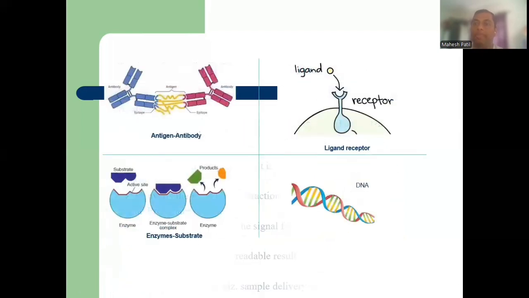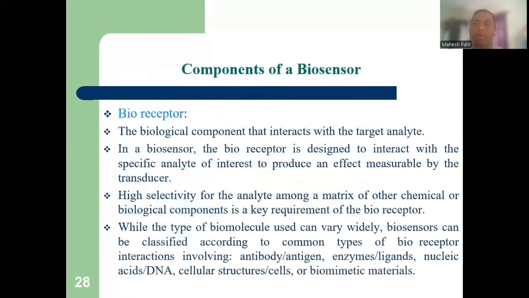The next part is basically the bioreceptor. So these are a few bioreceptors as we see in the component. So what is a bioreceptor basically? The analyte is basically interacting with something. So this target analyte interacts with a biological component, and that biological component is called the bioreceptor. Now this bioreceptor is the second component of a biosensor. This bioreceptor is specifically designed in a way that it will communicate or interact with the particular analyte of our interest.